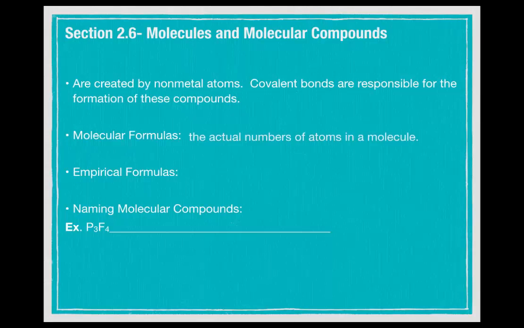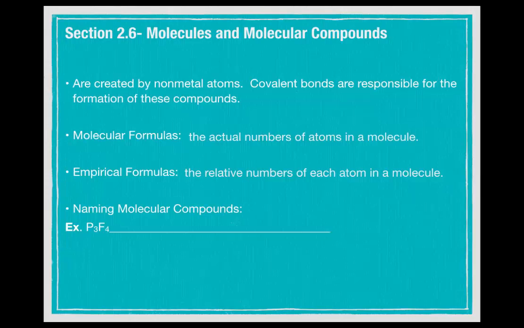Molecular formulas are the actual numbers of atoms in a molecule, while an empirical formula is the relative number of atoms. So for example, if I have hydrogen peroxide, H2O2 is the molecular formula for hydrogen peroxide. The empirical formula would just be HO, since that would be the simplest whole number ratio of atoms.